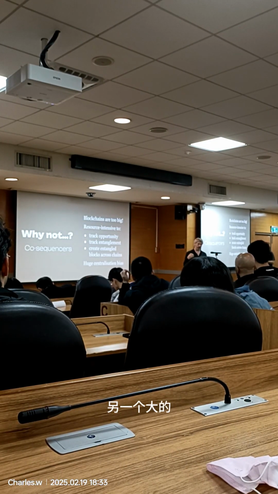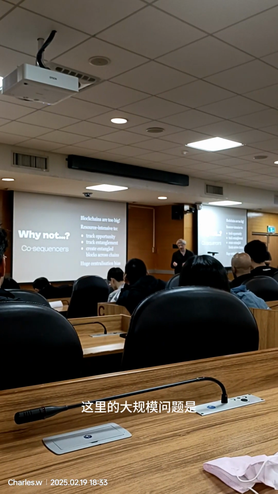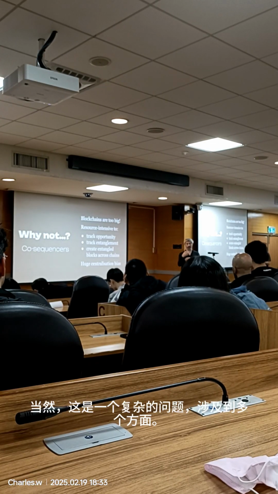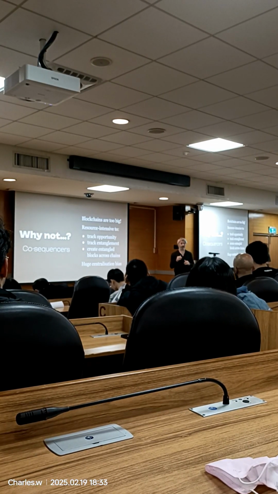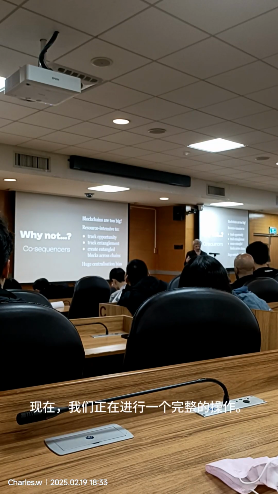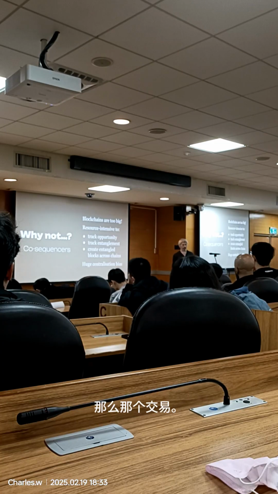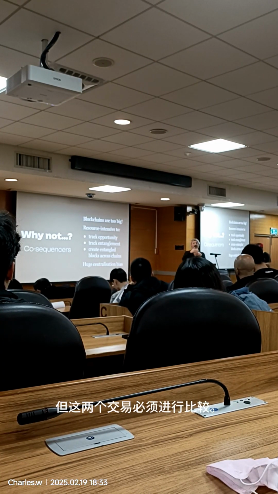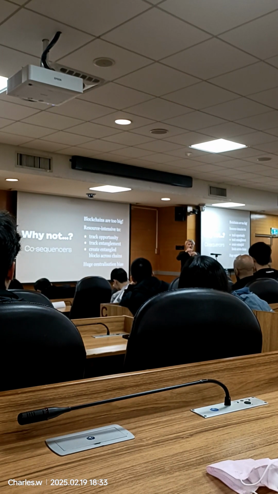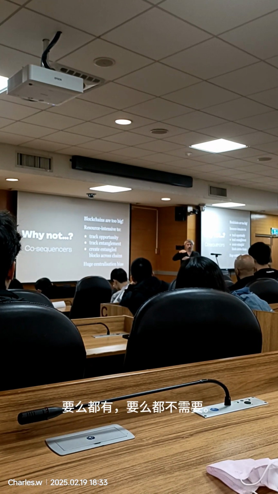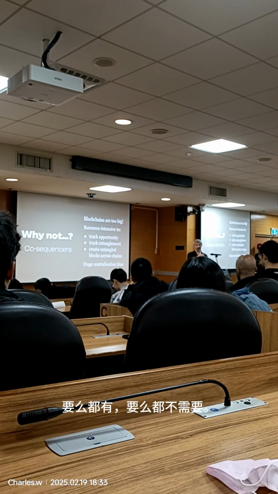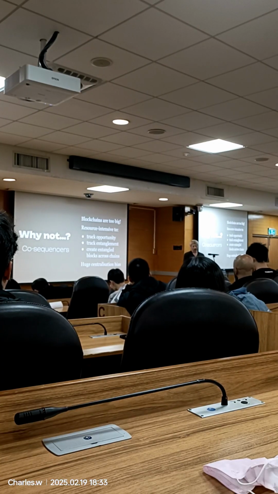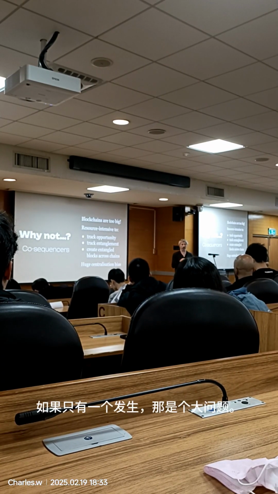Now the big scaling issue here is that suppose we have two transactions on different chains that are causally entangled. Maybe it's some sort of autonomous one. Now if we're doing this in a Turing complete fashion, which is of course what we want, then those two transactions have to be paired, right? Either both happen or neither of them happen. This must necessarily be the case. If only one of them happens, it's a big problem.